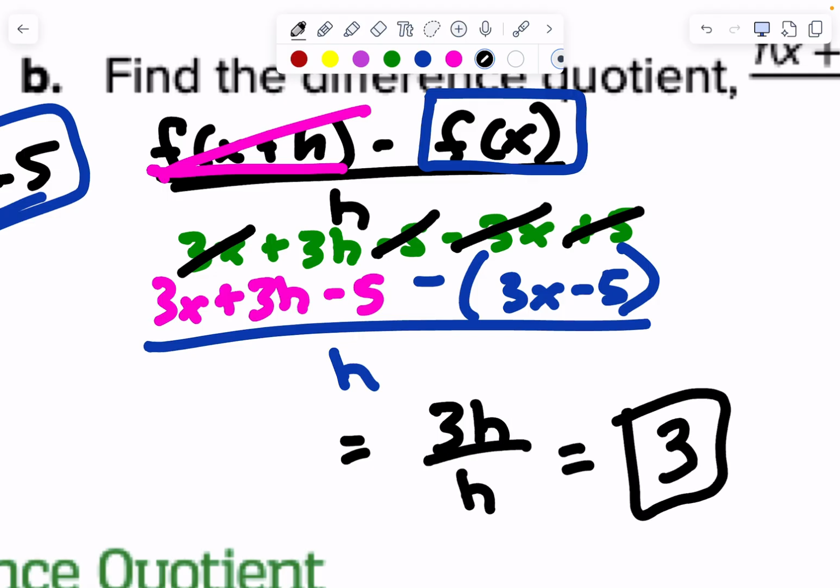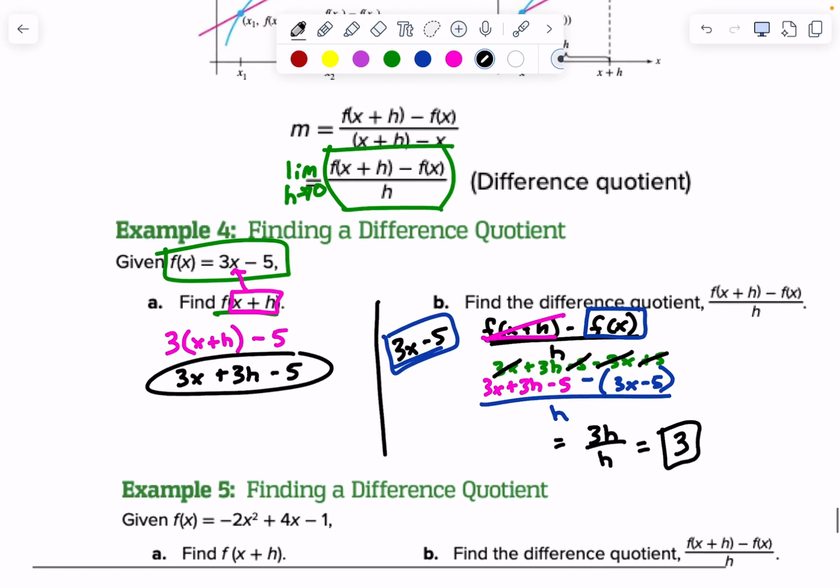What did we just find? My calculus kids, derivative. Oh, look! Isn't the derivative of 3x minus 5 equal to 3? We could have just used the power rule and been done. Now, if you're not in calculus, you don't know that, and that's totally fine. But that's what that stands for, right? That's the limit formula for finding a derivative.